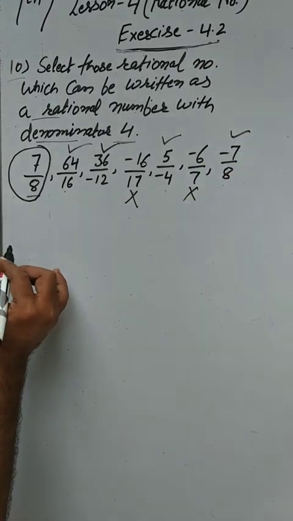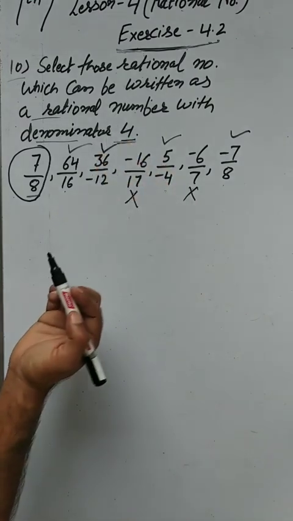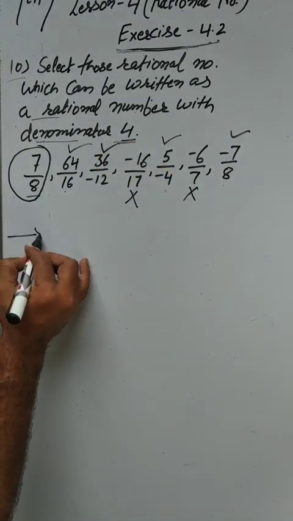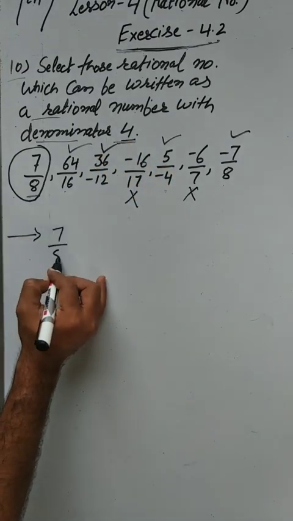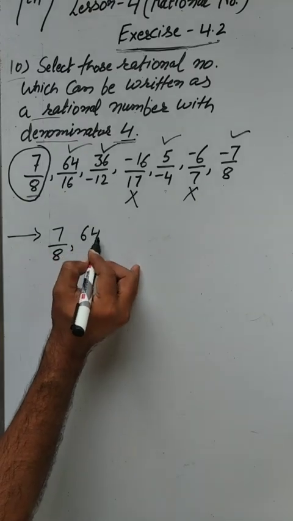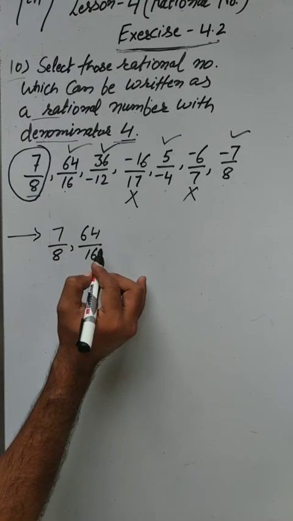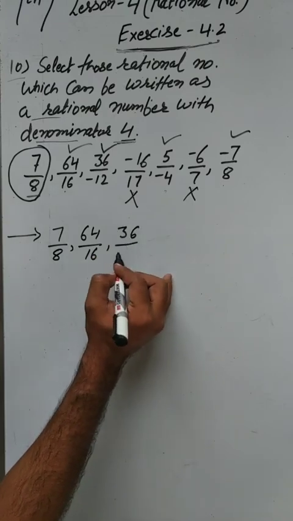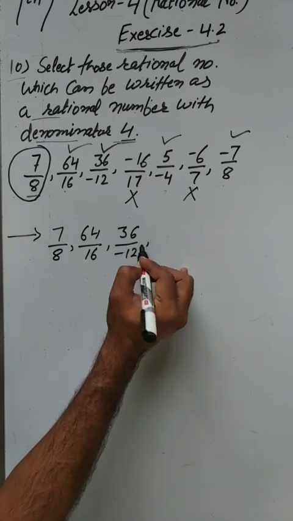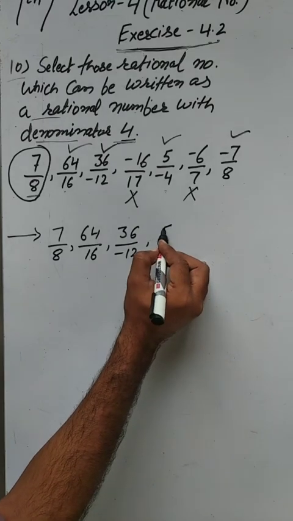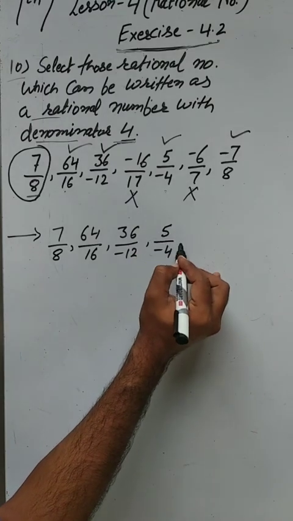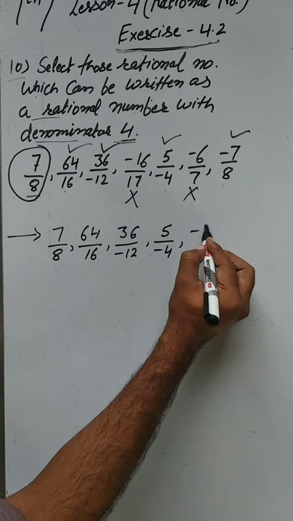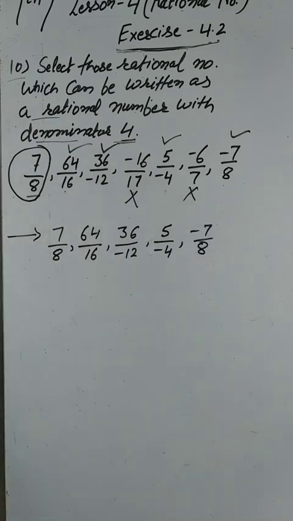So the rational numbers which can be written with denominator 4 are: first is 7 upon 8, then 64 upon 16, and 36 upon minus 12, and 5 upon minus 4, and minus 7 upon 8. Understood?